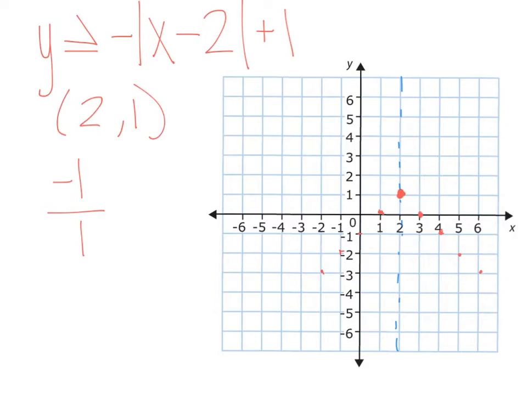Okay, now I have that nice V shape, and all I need to do now is draw my line in. So determine if it's going to be solid or dashed by looking at the inequality. It's a greater than or equal to, so that will be a solid line.